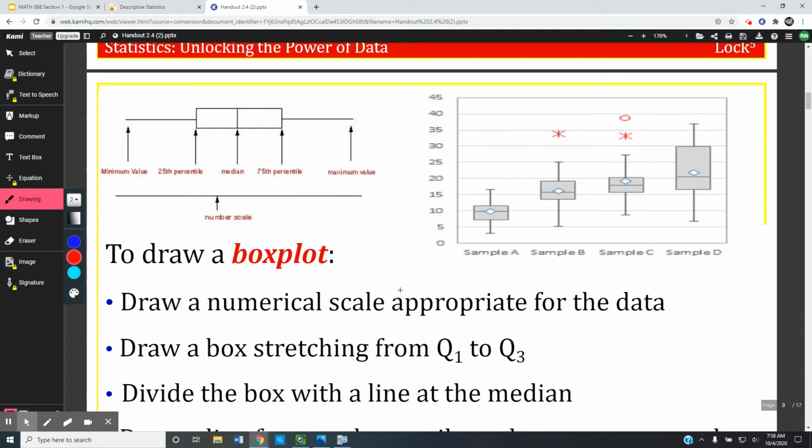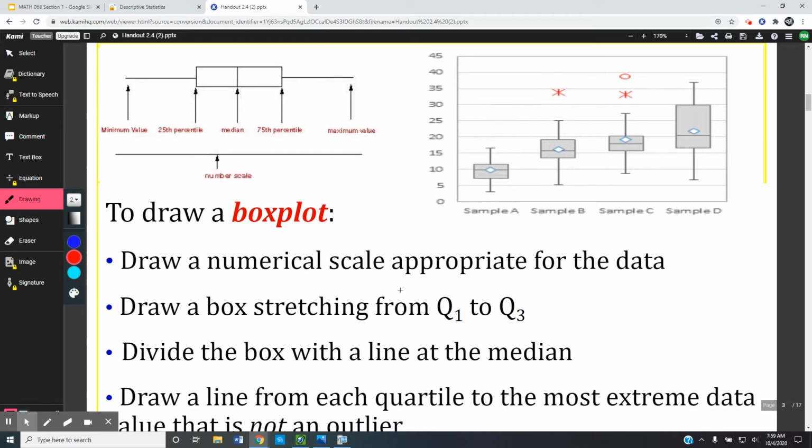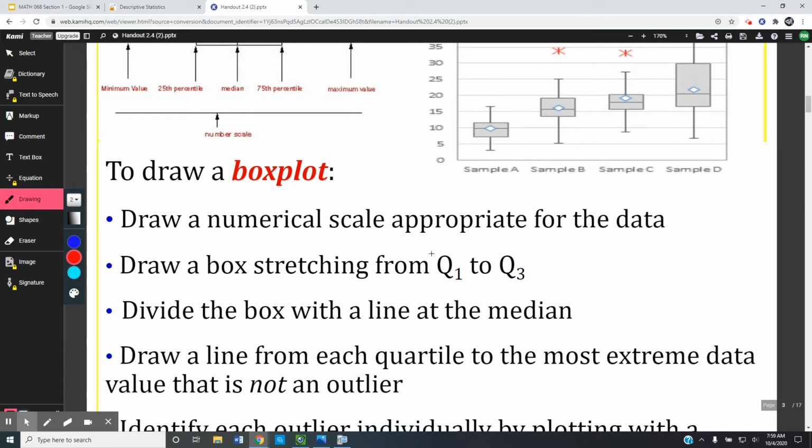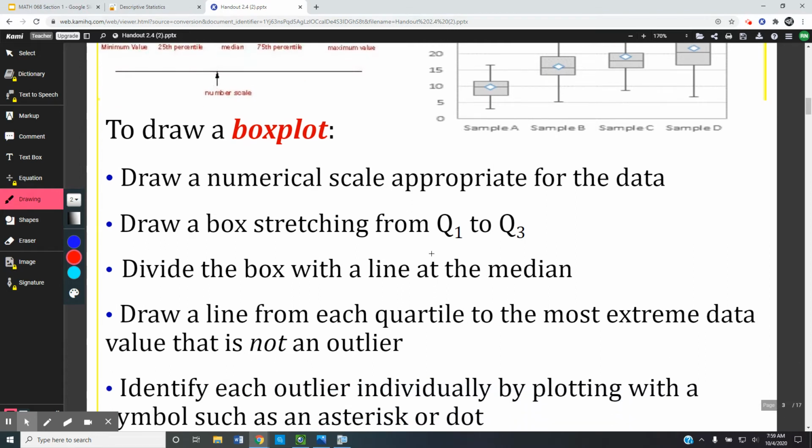So to draw a box plot, it's just like I was just kind of showing you. It says draw a numerical appropriate scale for the data. The box will stretch from Q1 to Q3. We'll divide the box at the median line, and we'll draw a line at each quartile to the most extreme data value, which is not an outlier. That's a big deal right there. I'm going to underline that.